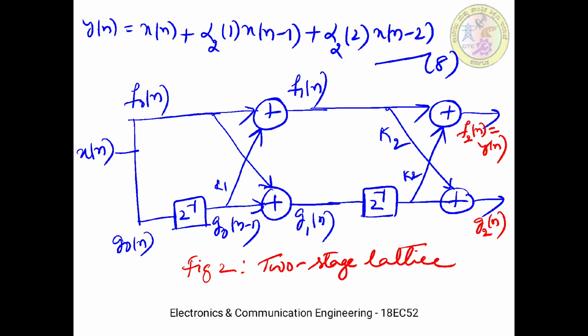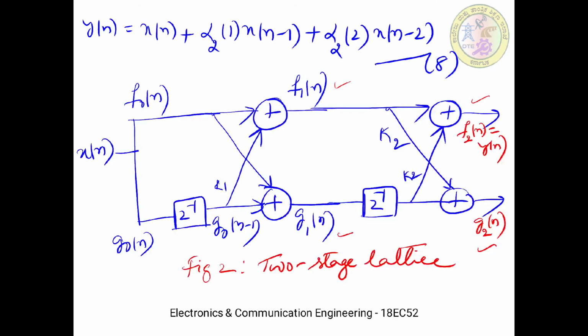Therefore now we have some derivations to be obtained from the above lattice structure. By referring to this second order lattice structure, we can write the expression for f1 of n, the equation for g1 of n, and similarly the equation for f2 as well as the representation for g2. So let us write a set of equations related to the second stage lattice.